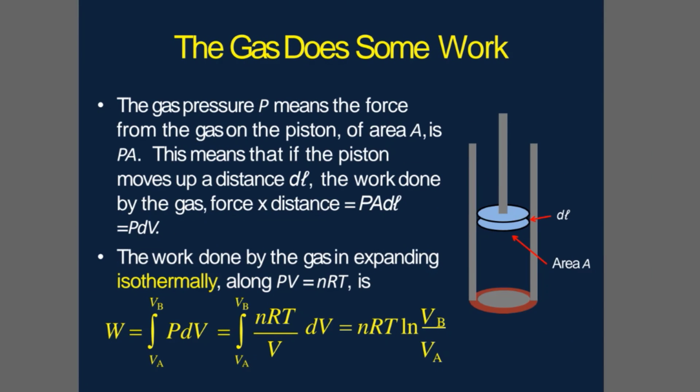Then go to understand how the gas does some work. The gas pressure P means the force from the gas on the piston of area A is PA. This means that if the piston moves up, dW equals PA dL equals P dV. The work done by the gas in expanding isothermally along PV equal to nRT is given by W equals the integral from VA to VB of P dV, which is the integral from VA to VB of nRT over V dV, which gives nRT log of VB by VA.